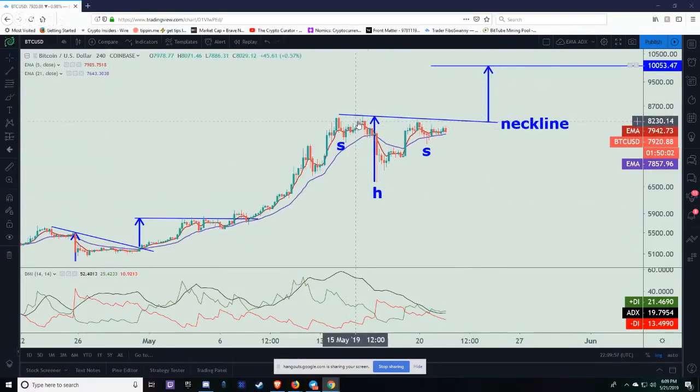This trend line right here is the neckline of this inverted head and shoulders. Typically, as a reversal pattern, an inverted head and shoulders is usually after a long downtrend, and it happens on the downside, and it's a reversal. But this is actually setting up as a continuation of trend, which is this bullish trend here, and then a continuation to the upside.